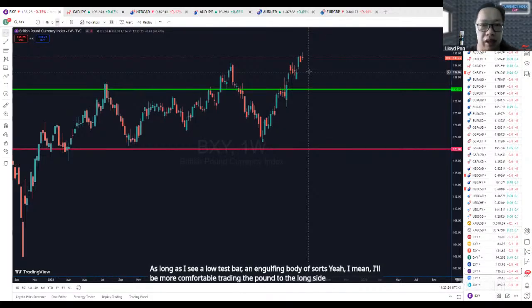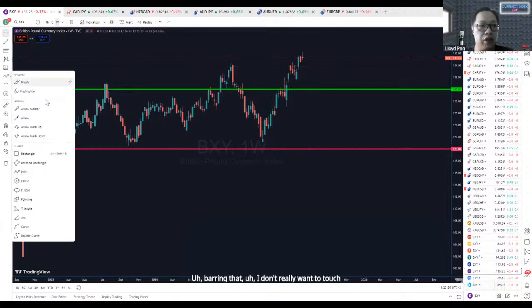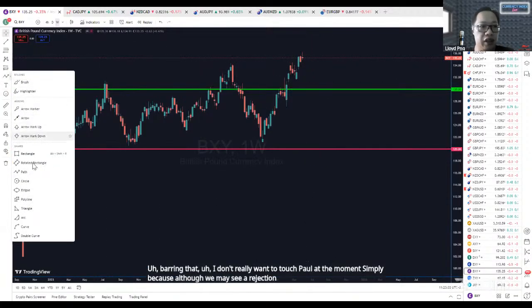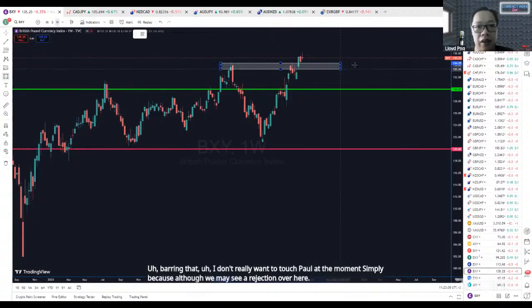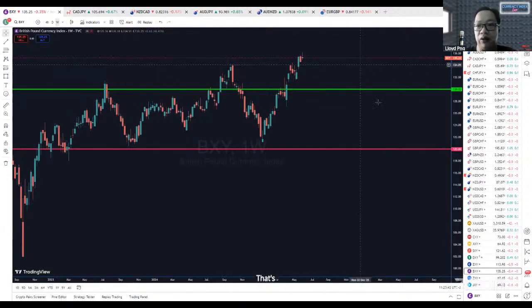Barring that, I don't really want to touch pound at the moment, simply because although we may see a rejection over here, as a 4 hour swing trader, there's too short a distance for me to do anything. So I'd rather just stay out of pound for this week.